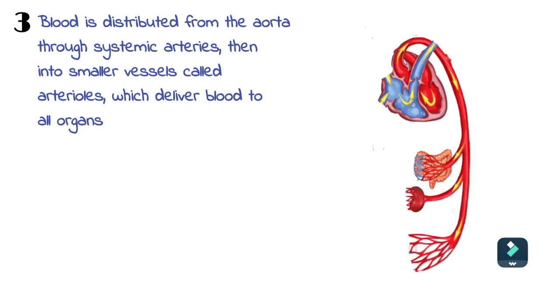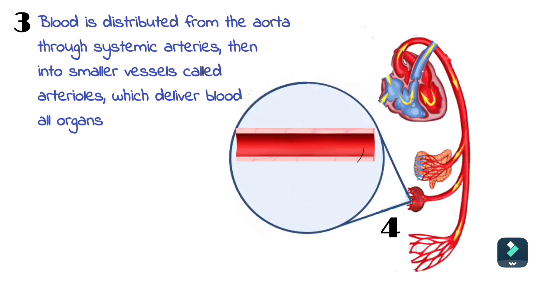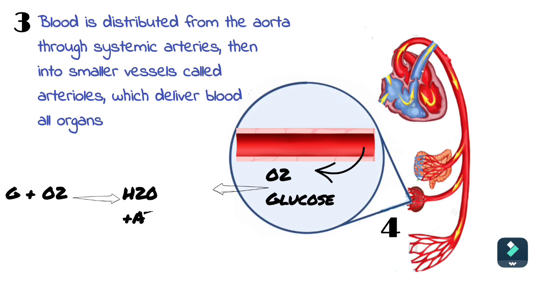organs. 4. In the capillaries of tissues, oxygen and nutrients, such as glucose, diffuse out into the tissue. Oxygen and glucose enter cells, combine, and produce water, ATP, energy, and carbon dioxide. This ATP is used for energy by the cells.